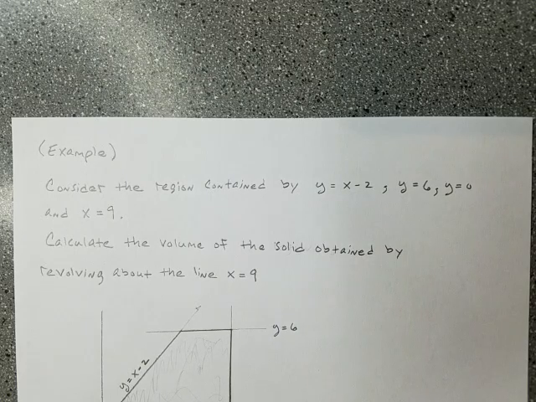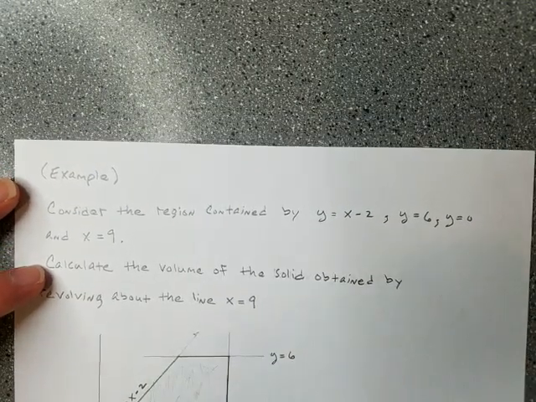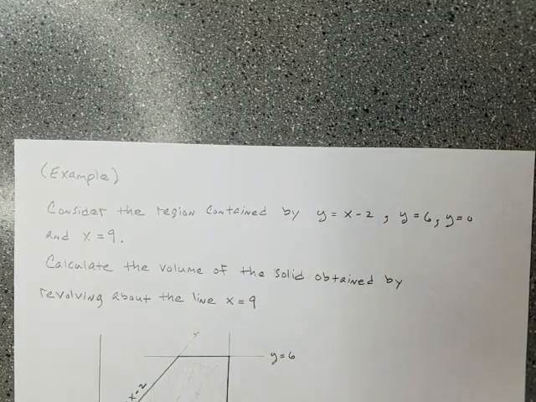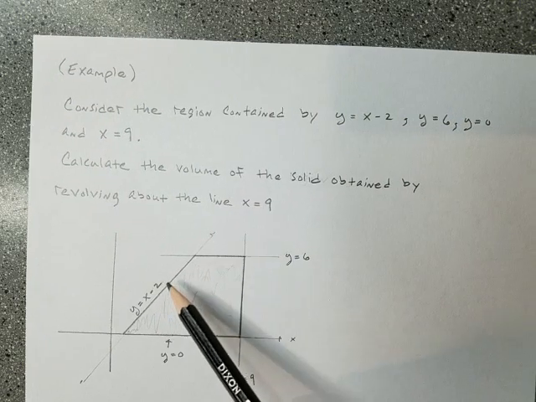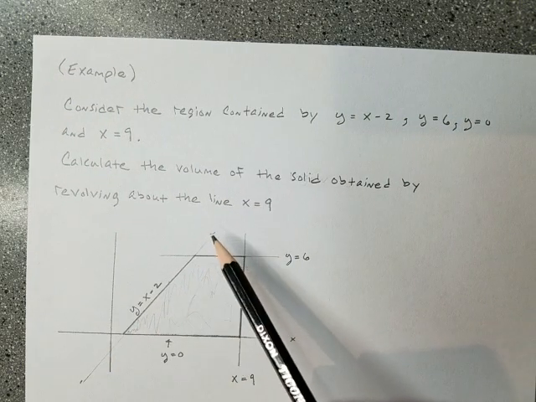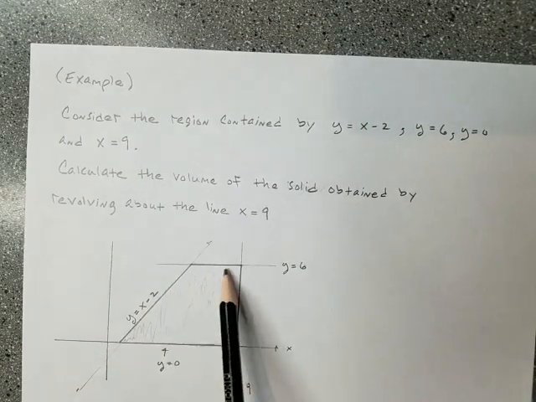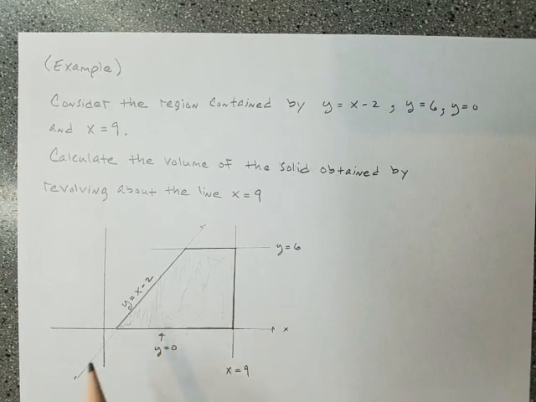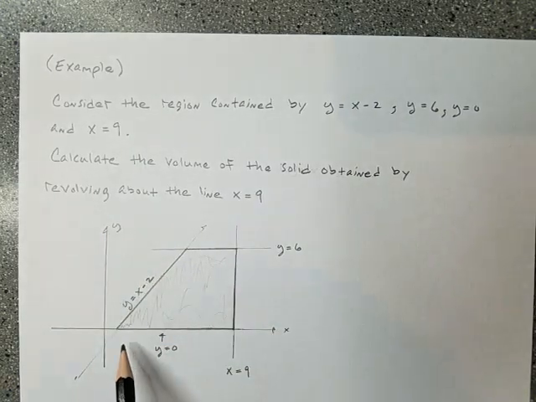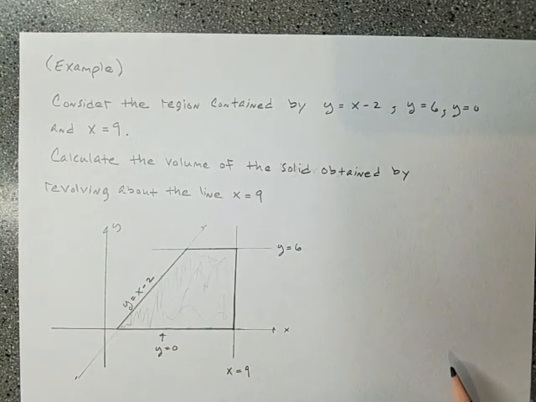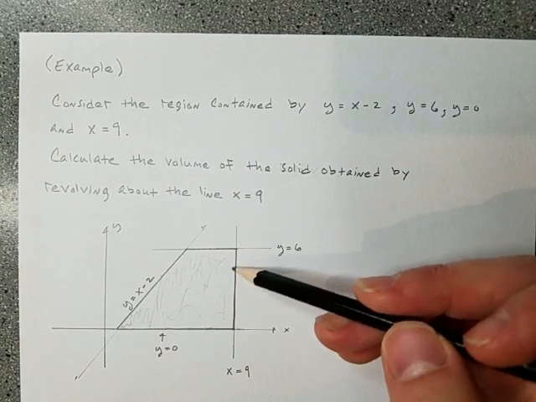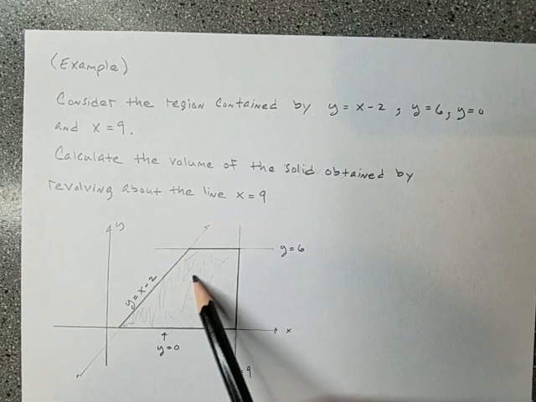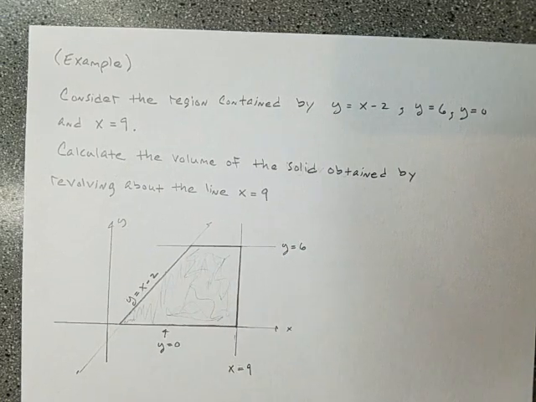Okay. Now, imagine this situation. Consider the region contained by the line y is x minus 2, which is this line right here. Okay, y is equal to 6, which is this line right here. y is equal to 0, which is the x-axis. Okay, that's that line right there. And x is equal to 9, which is this line right here. Okay. So consider that. So that means this space right in there.